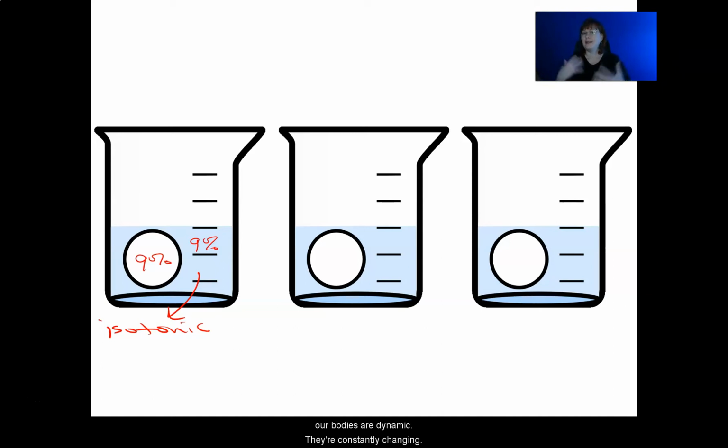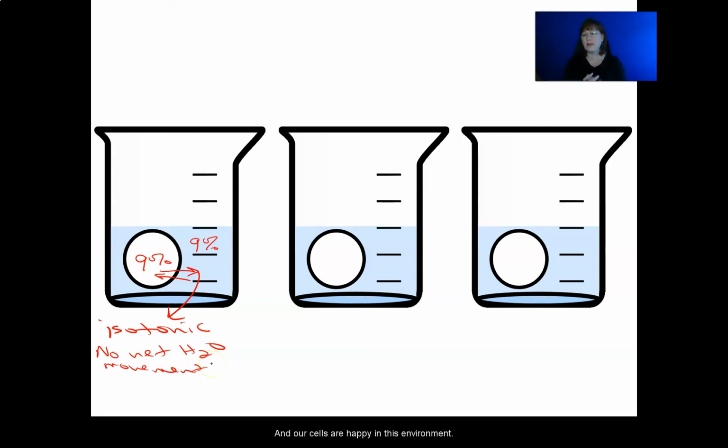However, our bodies are dynamic. They're constantly changing. Molecules are always moving. So just because there's the same amount of water on both sides of the membrane doesn't mean things stop moving. It just means that the amount of water moving out of the cell is going to be equal to the amount moving in. So we get no net water movement. And our cells are happy in this environment.